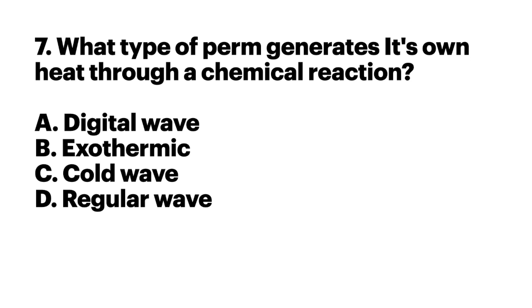Number 7, what type of perm generates its own heat through a chemical reaction? A, digital wave, B, exothermic, C, cold wave, D, regular wave. The answer is B, exothermic.